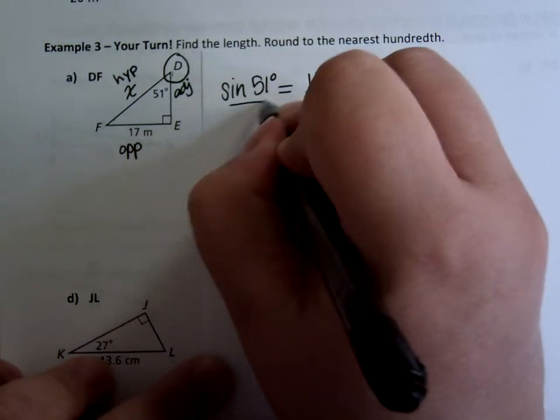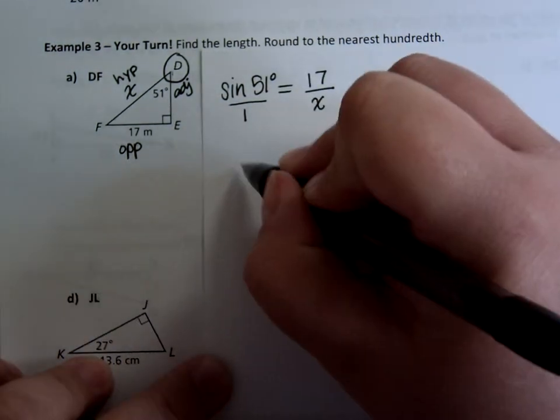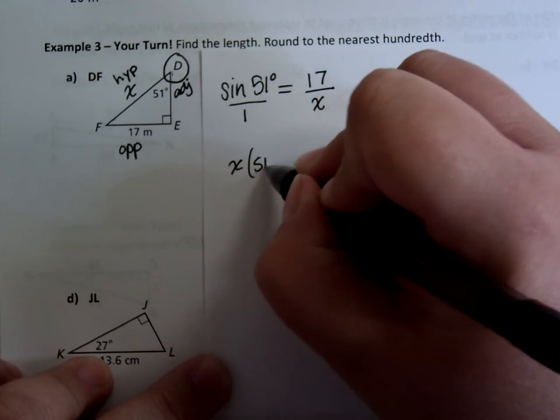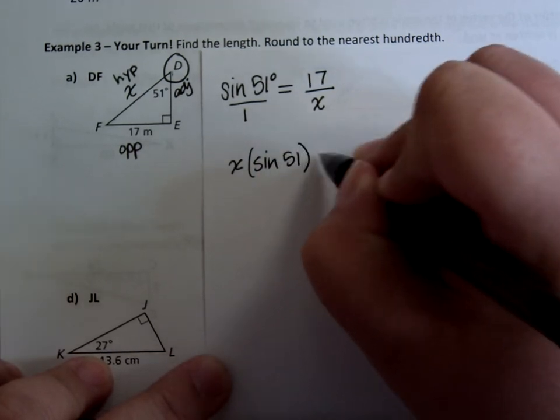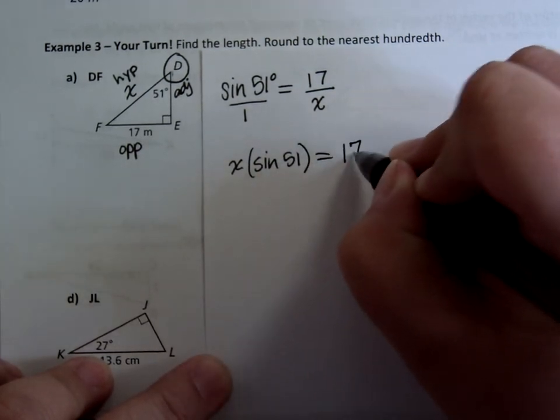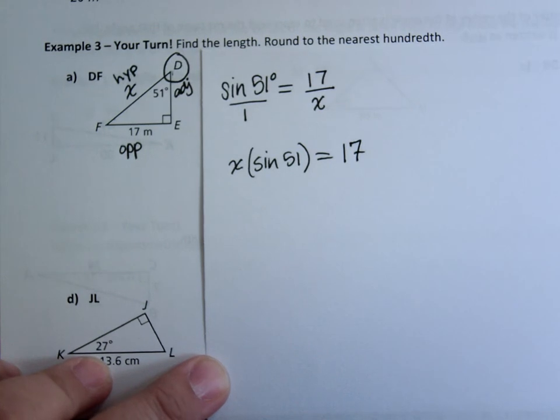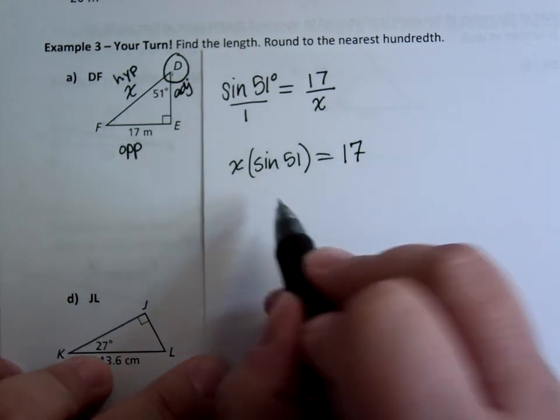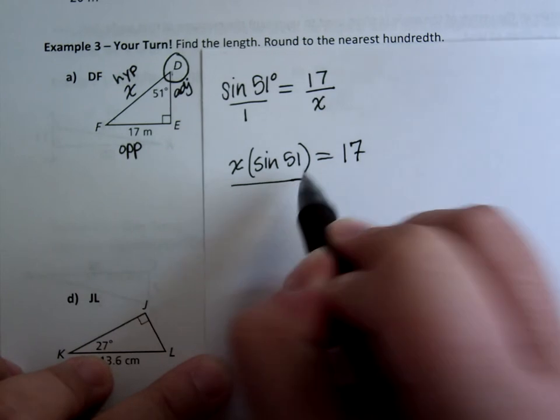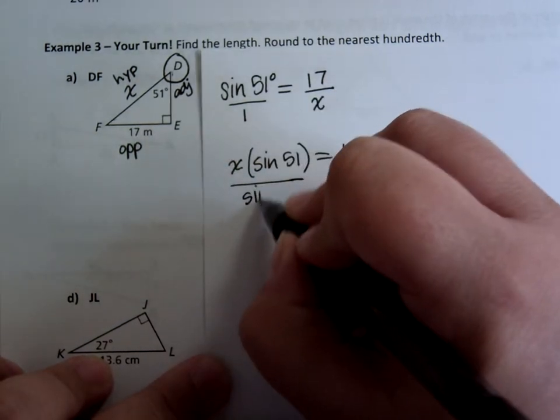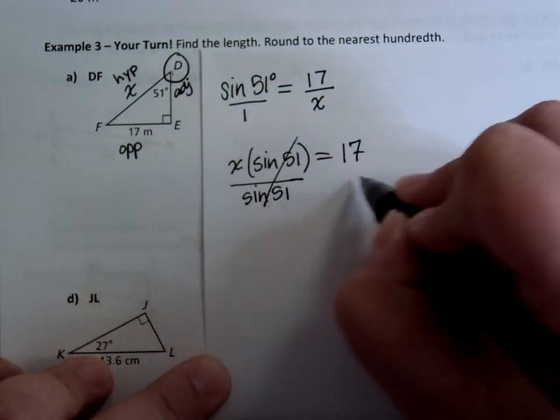I'm going to put this over 1, and then I'm going to cross multiply. X times sine of 51 equals 17 times 1. 17 times 1 is just 17. X is not alone. Please notice I have not picked up my calculator. I cannot emphasize that enough. There's no point in picking up your calculator until we have x alone.